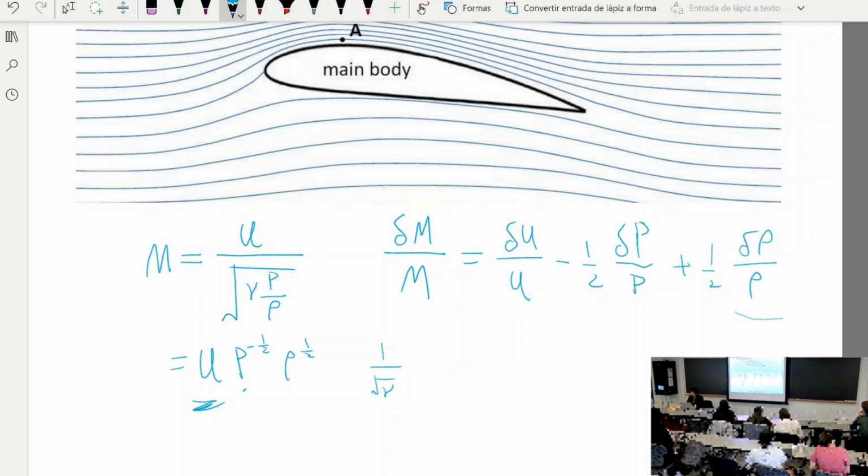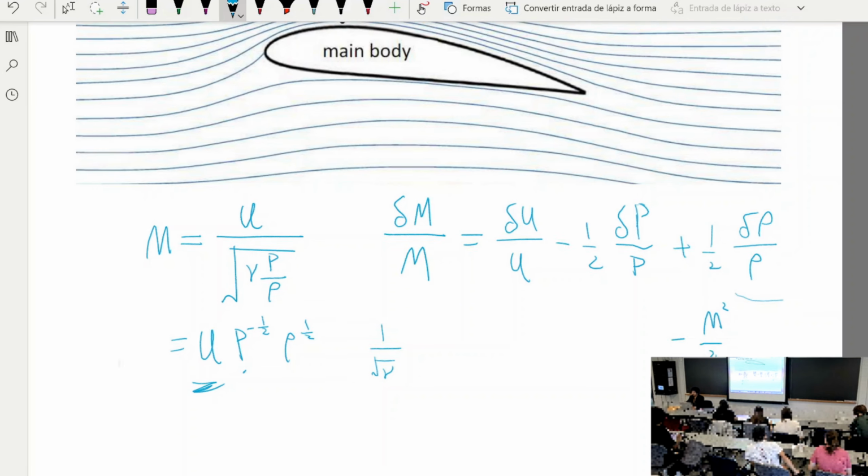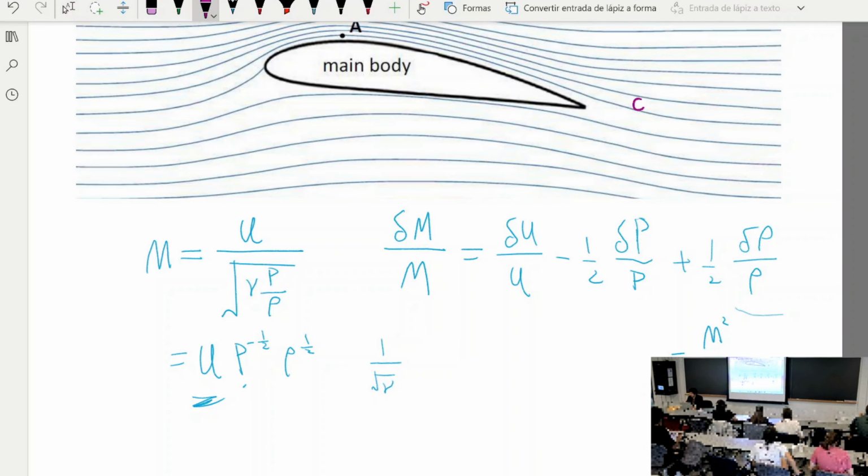What is it? It's the first thing we started in compressibility: minus the square of the Mach number. The first thing we studied in compressibility is d rho over rho equals minus M squared du over u. If I accelerate by 1%, the density would drop by M squared percent. That's the first thing we learned. Then that translates into delta u over u. How about pressure?